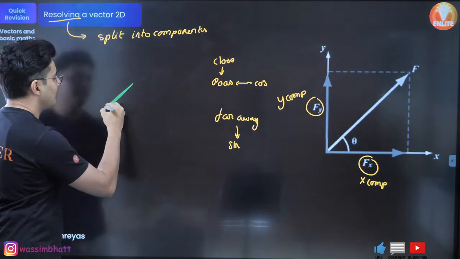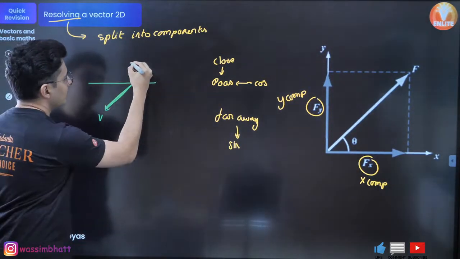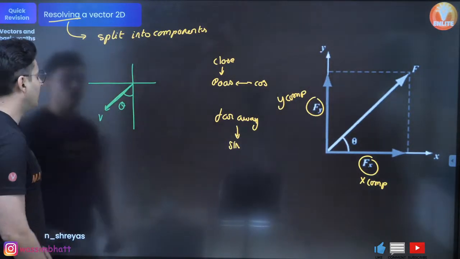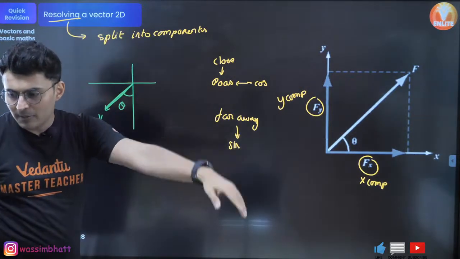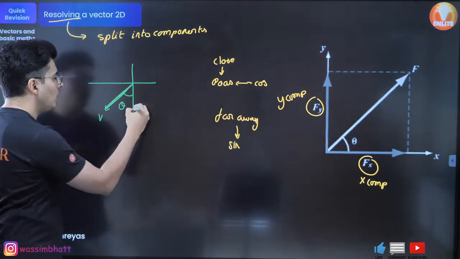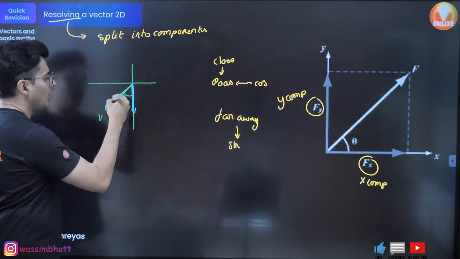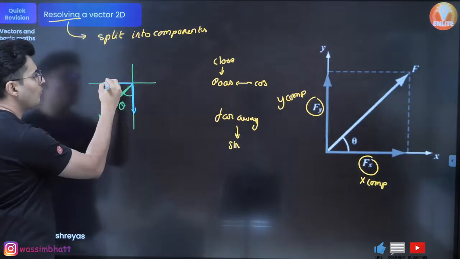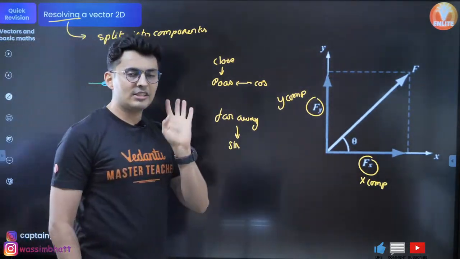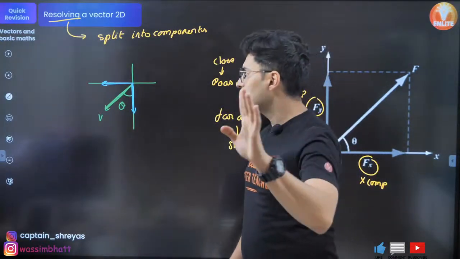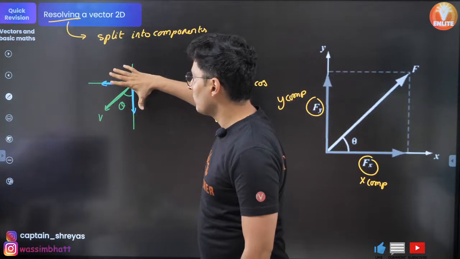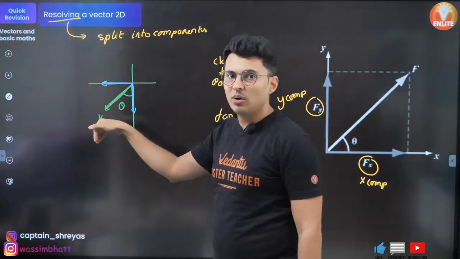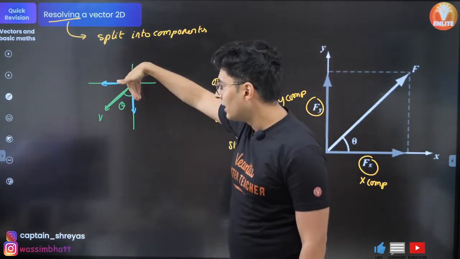So let's say this is my vector v, and let's say this is angle theta. I'm going to split it up into two components. Everybody with me? All right, let's see this now. Look at this vector, two components, one in x, one in y. Can you see the two components, warriors? This is a vector. I'm splitting it into two components. Because it is in the third quadrant, I'm going to split it here and here.